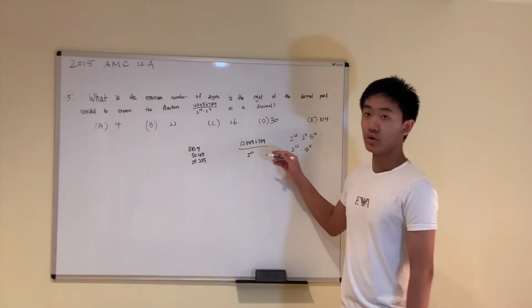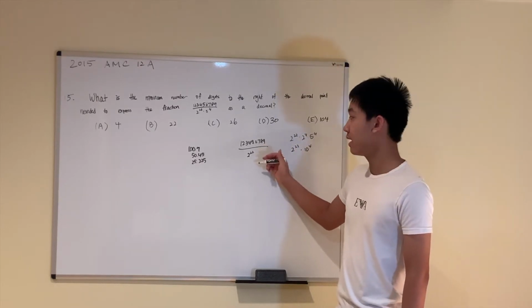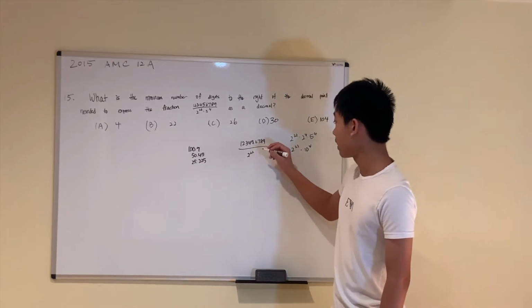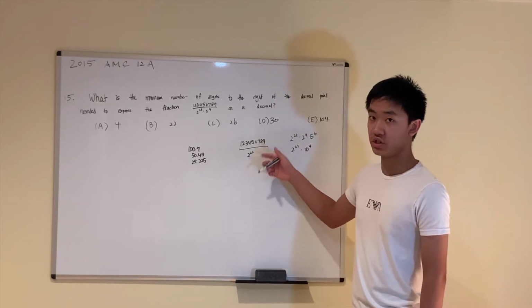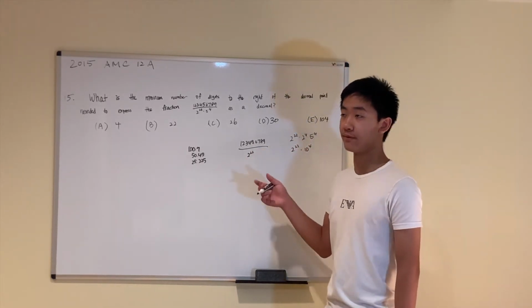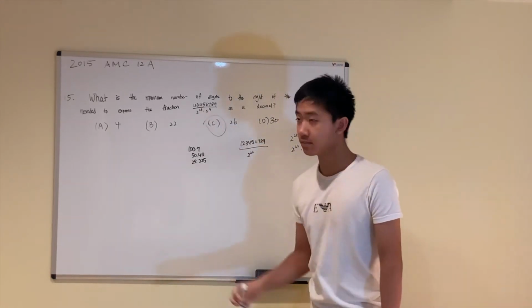And if we go back to the original problem, since we already have 4 digits to the right of the decimal point, and we're dividing by 22 powers of 2, we're going to have these 4 plus the additional 22 digits to the right of the decimal point. And so we're going to end up with 22 plus 4 digits to the right of the decimal point, which is 26, and that's C.